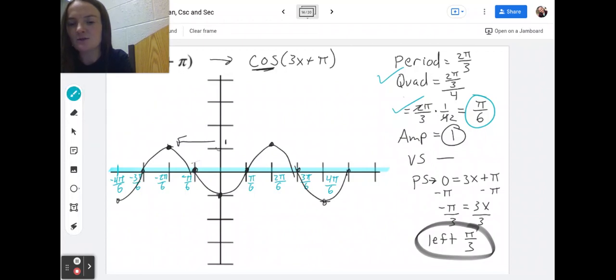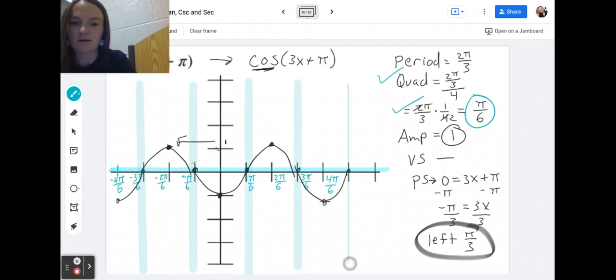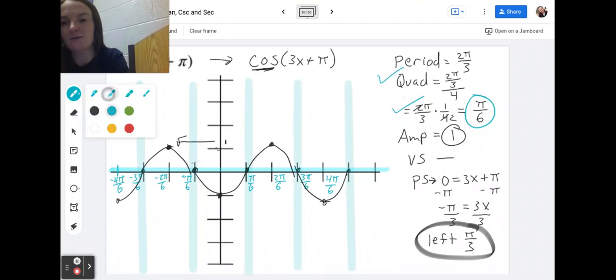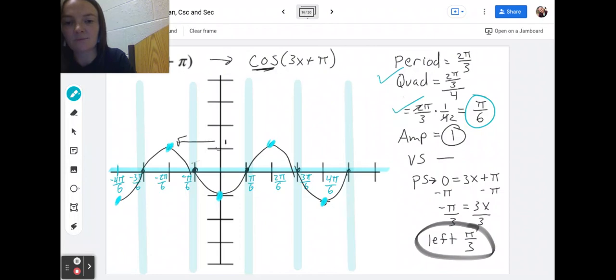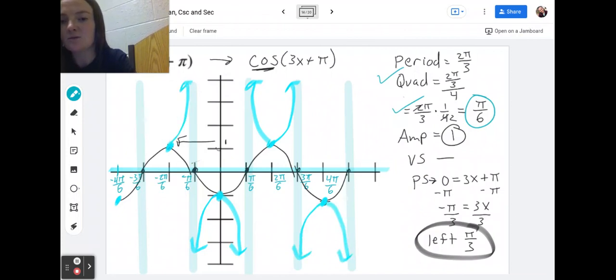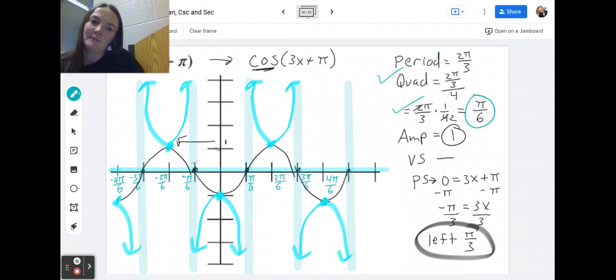The last thing that we need to do is establish that every time cosine crosses the midline, we should have an asymptote. So let's go ahead and sketch one. Every time cosine crosses the midline, we have an asymptote. And every time cosine has a max or min, we're going to have a point for secant. We're just going to connect those using those U shapes. If it's a max, we go up. If it's a min, we go down. And the total graph for secant of 3x plus pi is going to look like the following.